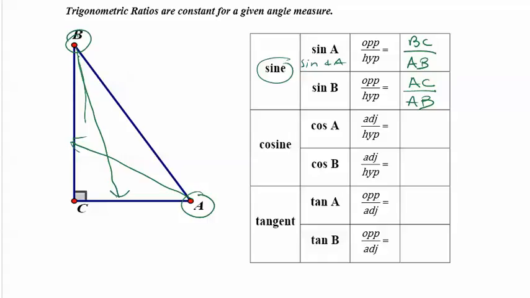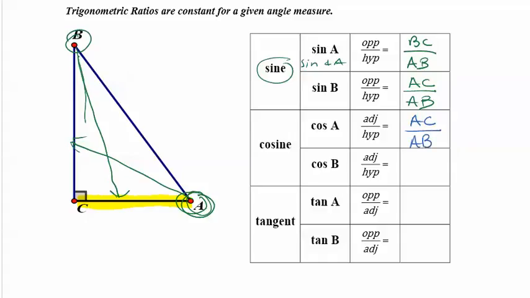Now, how do we find the cosine? The cosine is a little different. Let's go back to angle A. I'm standing on angle A, and I want to find the cosine. Instead of using the opposite leg, I'm going to use the leg that's connected to angle A. We call it the adjacent side. Side AC is adjacent to angle A. So for angle A, the adjacent side would be AC, and again we compare it to the hypotenuse, which is AB.